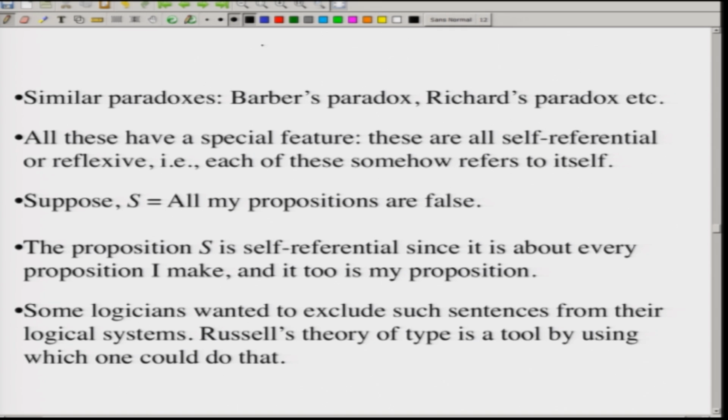Now, the problem is, all my propositions are false, S is my proposition, hence S is also false, hence it is not true that all my propositions are false. These are the steps that lead us to the contradiction. Some logicians wanted to exclude such sentences from their logical systems. Otherwise the system will be bad. Russell's theory of types helps us do that. The question is how.